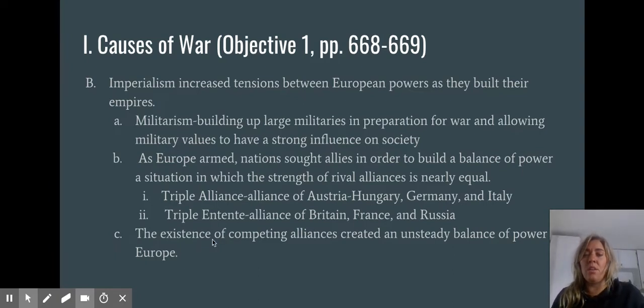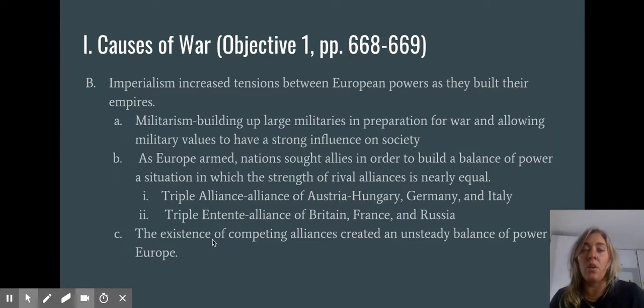So as Europeans started building up these armies and getting armed, they all got nervous, right? So they start being like, okay, all these other countries around me are building up this big army, so maybe I need some allies.